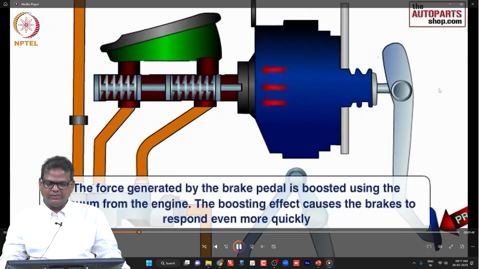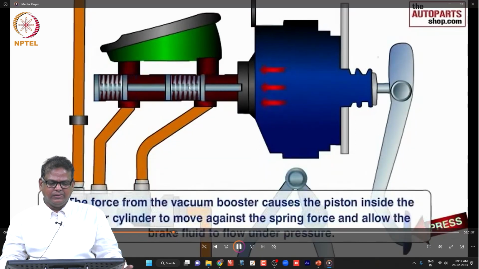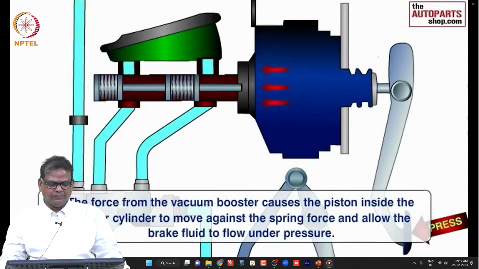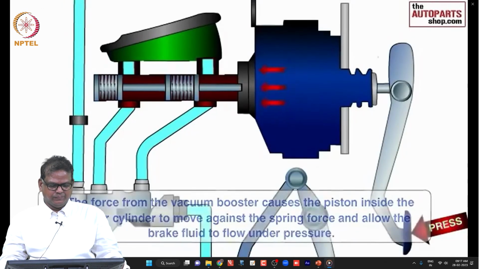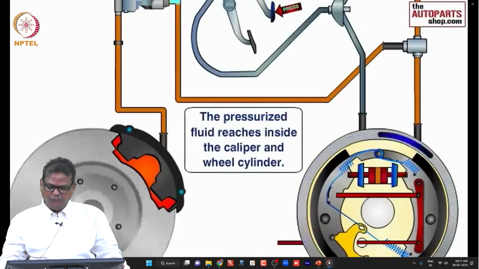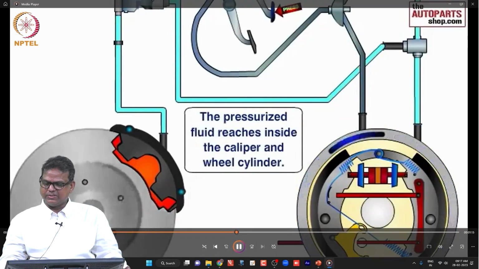You can see that, yeah. Then this is a booster; even for a smaller movement, it will boost the pressure. Then the brake fluid is activated, the pistons move, and the brake fluid flows through the brake lines. So the pressurized fluid reaches both the disc brake as well as the drum brake system.